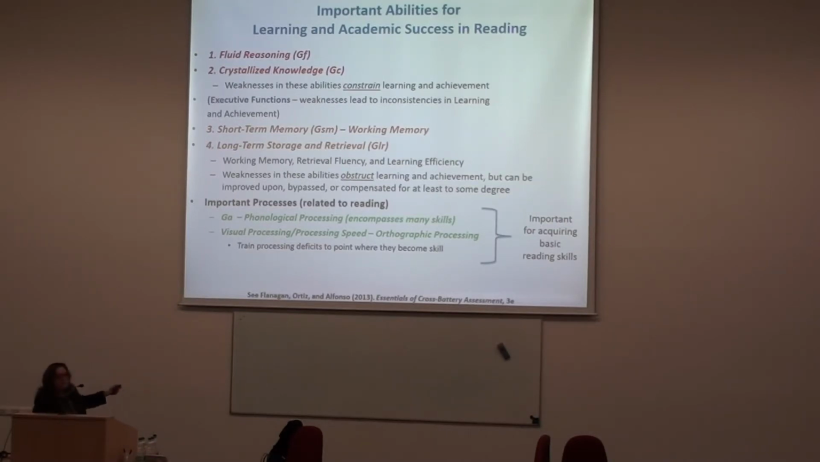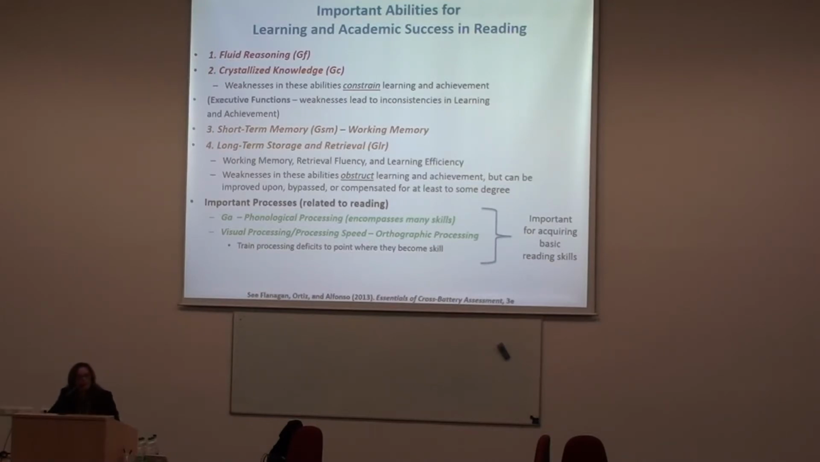When we identify deficits in phonological processing and orthographic processing, we should be doing that very early, age 4, age 5, age 6, really no later than age 7. We should be assessing orthographic and phonological processing. And if we identify deficits in orthographic or phonological processing, we want to train the processing deficit to the point where it becomes skill. We know that we can do that through good interventions.